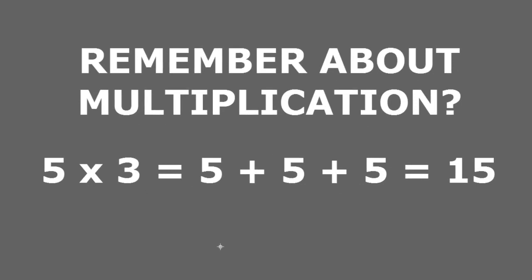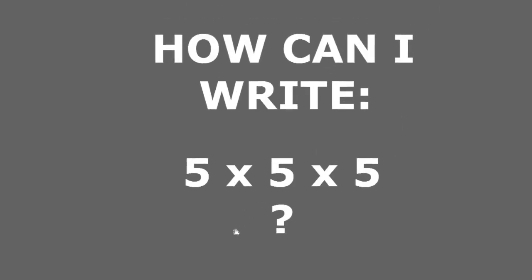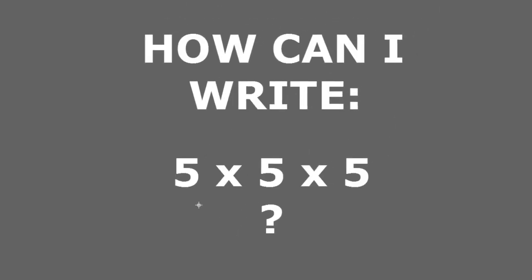Think back about multiplication. You remember that 5 times 3 equals 15. But you can also write it as 5 plus 5 plus 5. When I'm saying 5 times 3, what I'm saying is adding 5 to itself a total of 3 times. 5 times 5 times 5. So how can I do this, but instead of adding each time, using multiplication? How can I express 5 times 5 times 5?